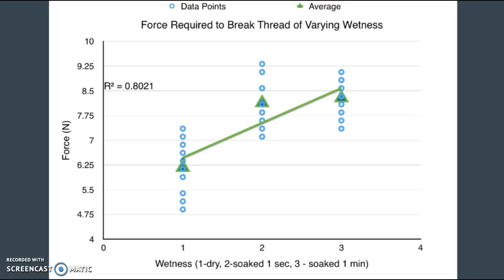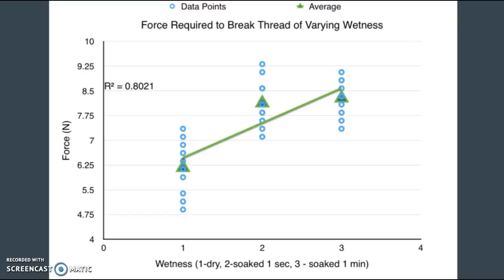For our first independent variable, the y-axis is the force required to break the given thread in newtons. The x-axis is the degree of wetness, represented with 1 for the control variable of dry thread, 2 for the thread soaked for 1 second, and 3 for the thread soaked for 1 minute. The blue dots represent the force required to break the thread for all 10 trials for each wetness to show the spread of the data.